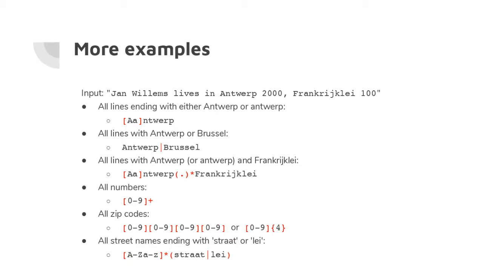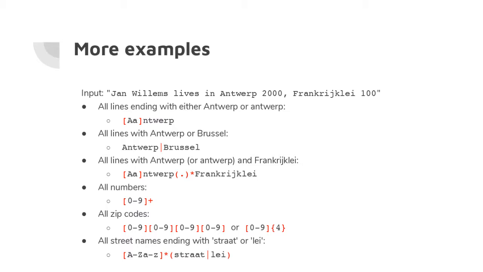You can also match all numbers, so the postcode and the street number. The plus means one or more, so any sequence of digits you can match. Also specifically for a zip code, always in Belgium, it contains exactly 4 digits. So you can match that with this regular expression.